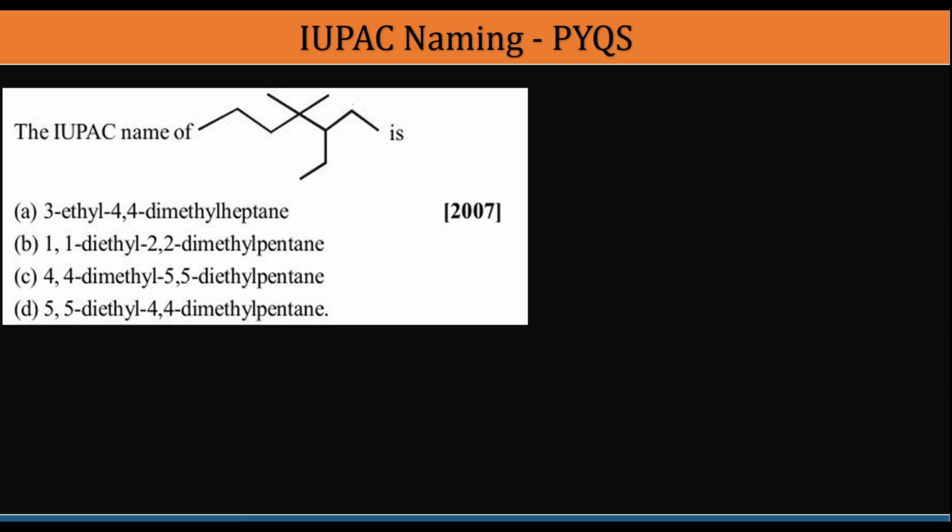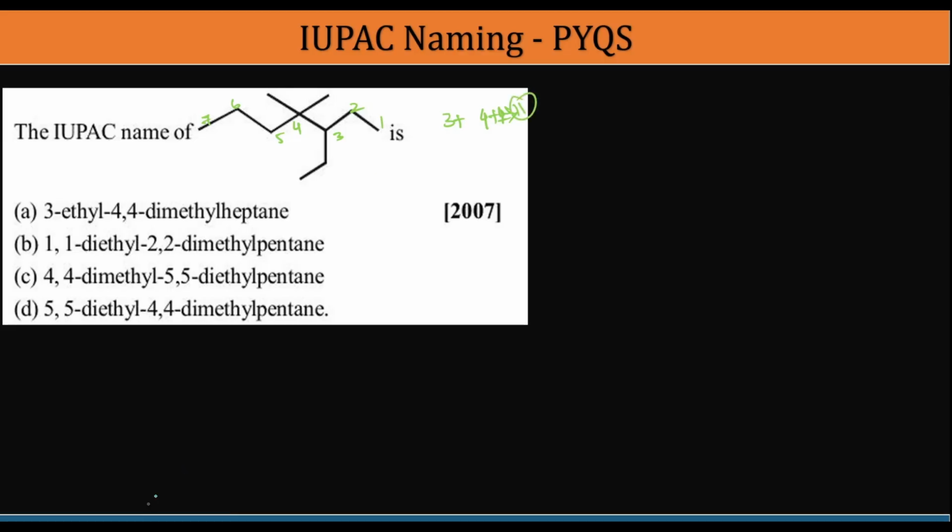Yeah, let's do it. Let's try to give numbering from here: 1, 2, 3, 4, 5, 6, 7. What is the sum of the locants? Here there is one ethyl group and two methyl groups. So 4 plus 4 is 8, then 9, 10, 11. So we are getting 11 according to this.